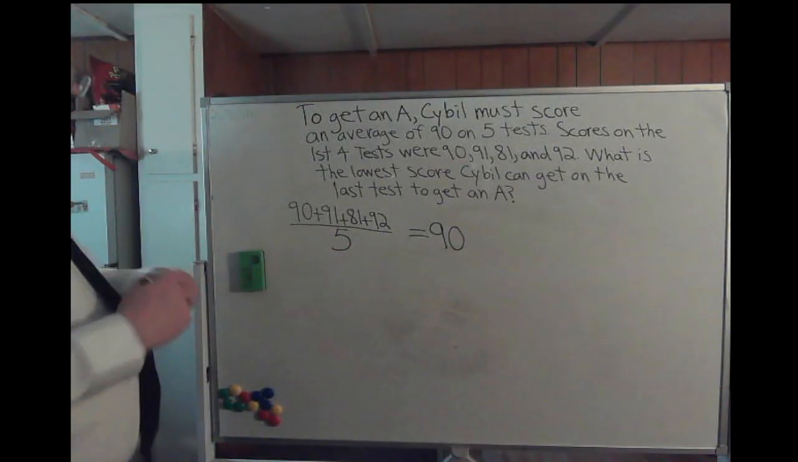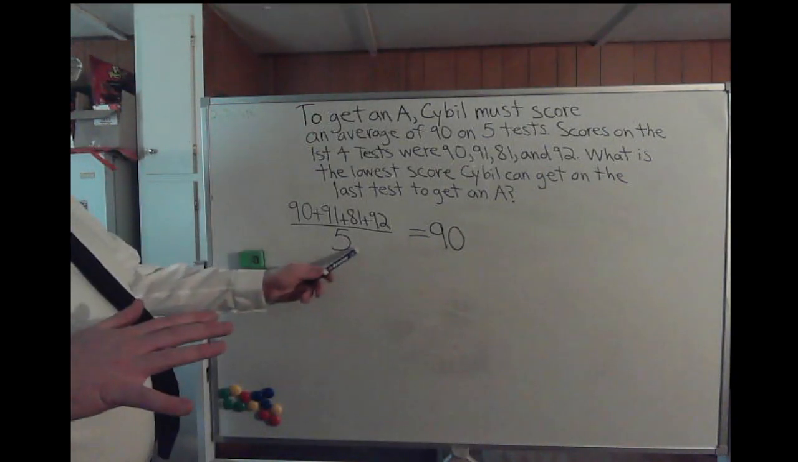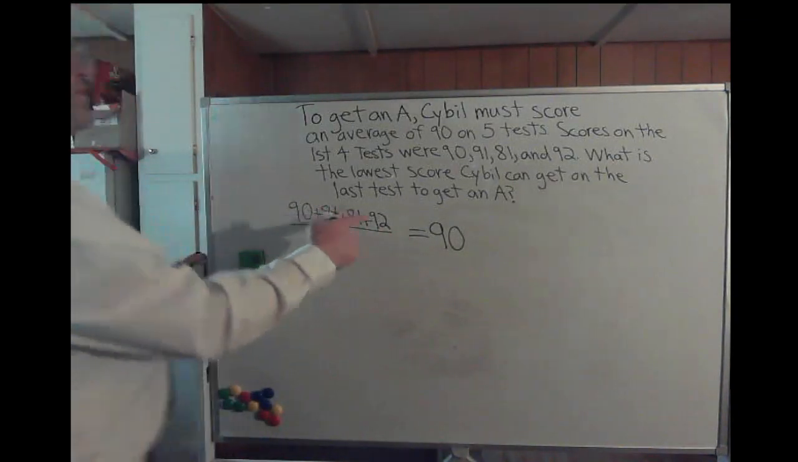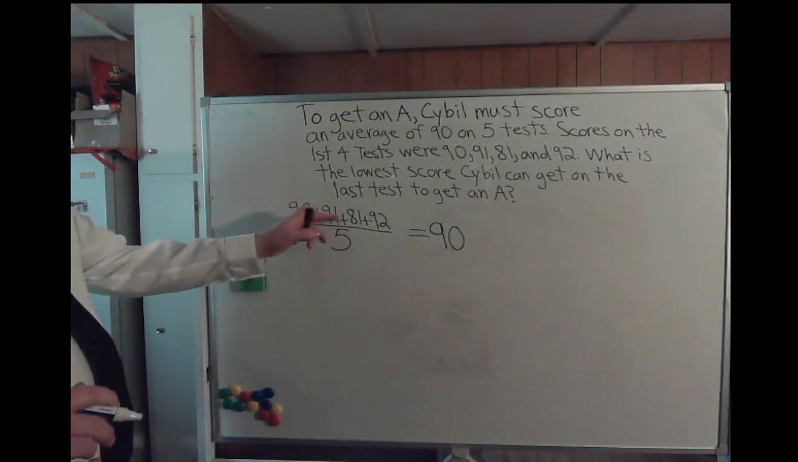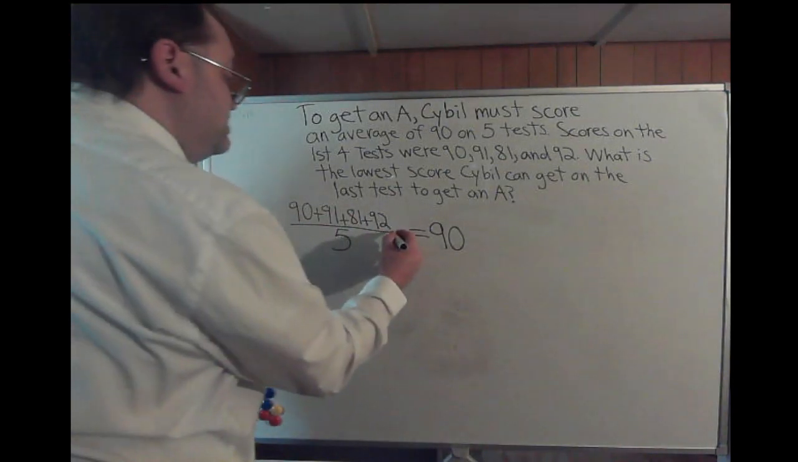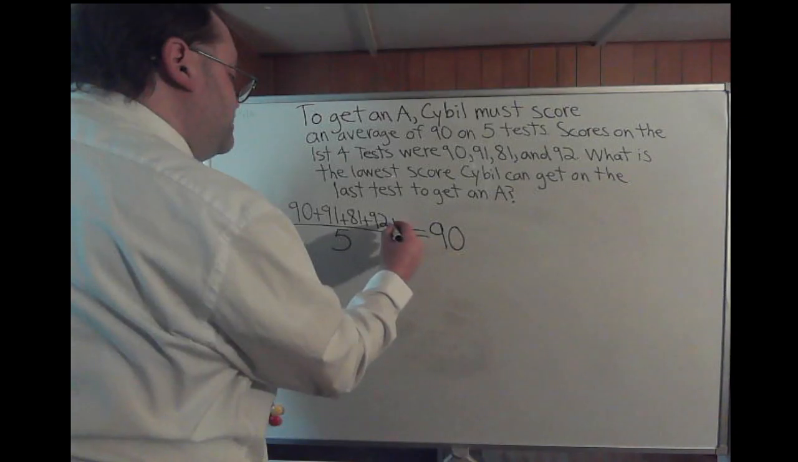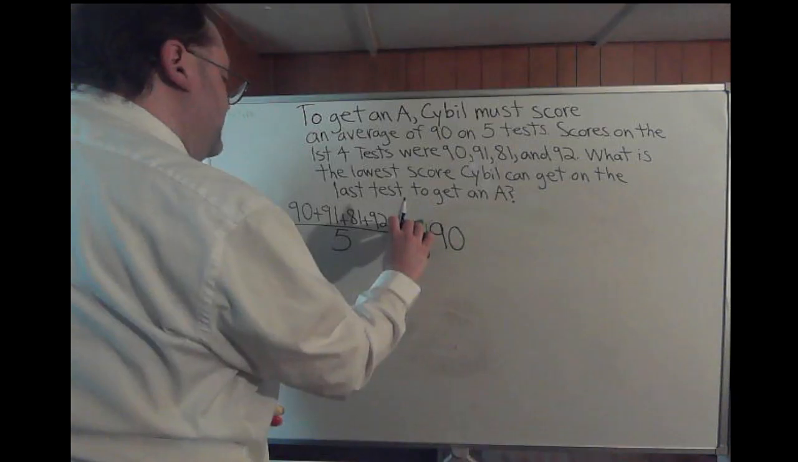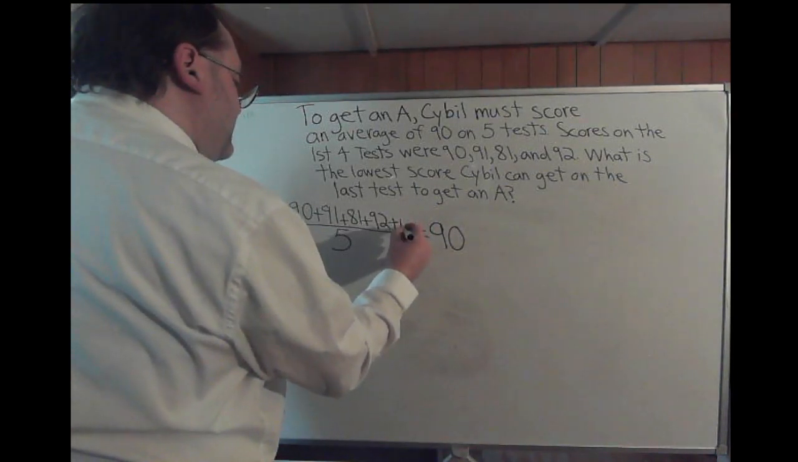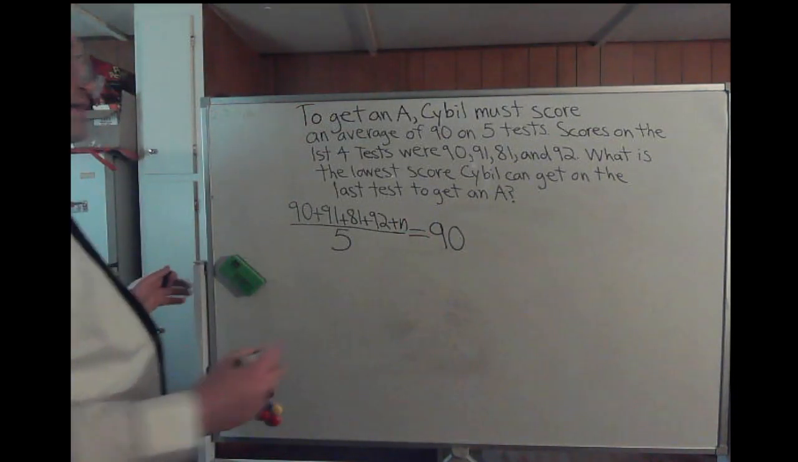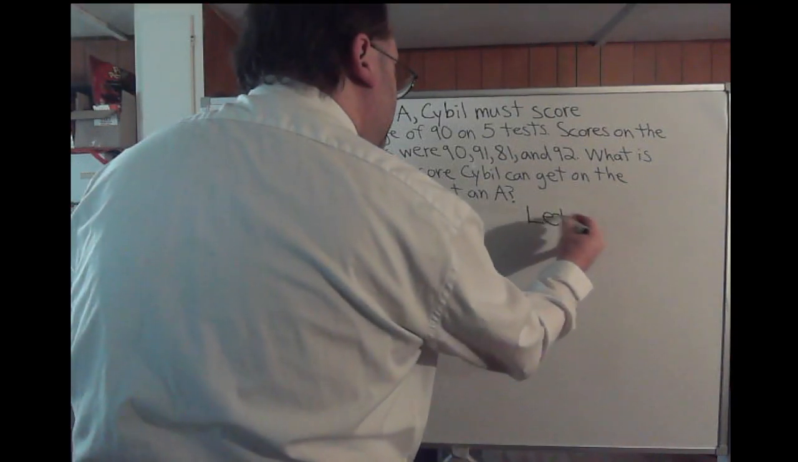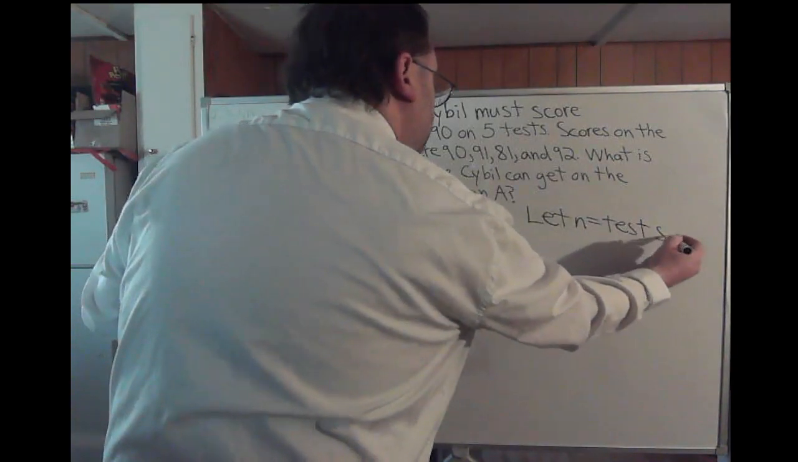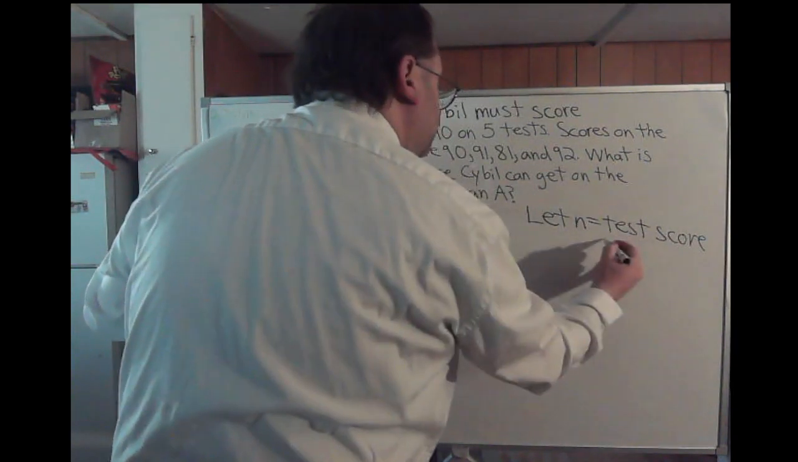So the denominator is going to be 5 because it's an average of 5 tests. We're dividing all these results by 5 numbers to get an average of 90. We know 4 of her results: a 90, a 91, 81, and 92. What we don't know is the 5th value, what she's going to get on her 5th test. Let's call that N. We'll let N equal the test score of the 5th test.